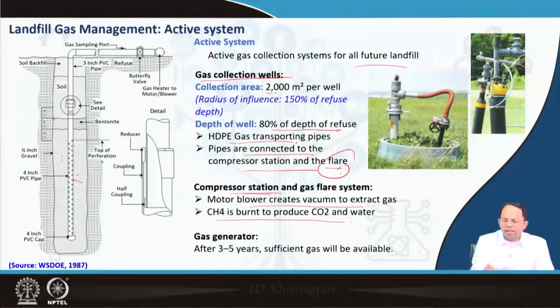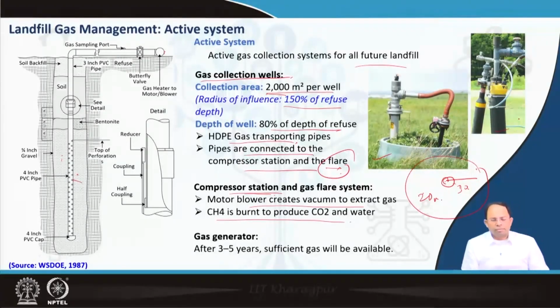Approximately the collection area for each of these wells is around 2000 square meters, or we can say around 150% of the refuse depth. So if the refuse depth is 20 meters, then 150% of it, that is 30 meters, should be the radius of the collecting area. So for each well on the landfill, we can have a radius of 30 meters, and this is the area commanded by this particular gas collection well. So roughly, for every 2000 square meters we can have one gas collection well, and you can see the gas collection wells in this particular image.